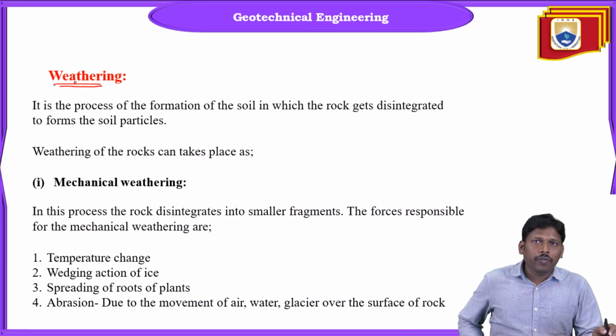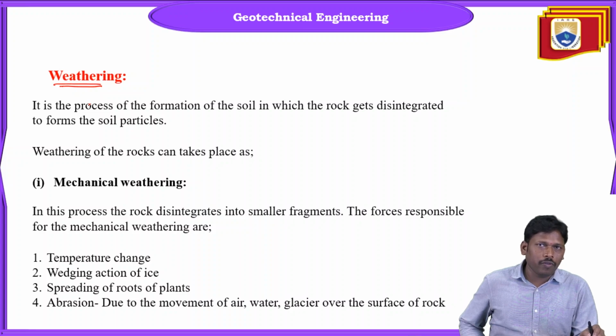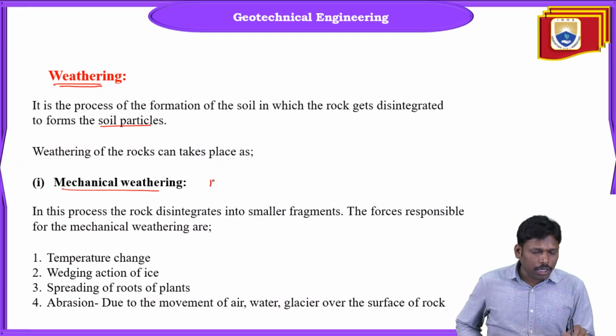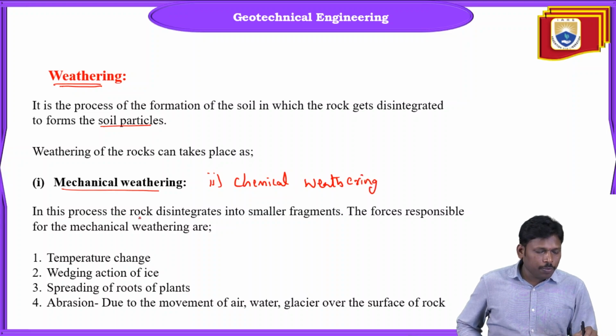If you go into detail on weathering, it is actually the process of the formation of soil in which the rock gets disintegrated to form soil particles. So finally, after weathering, the rock will disintegrate and form various soil particles. The weathering of rocks can take place as mechanical weathering, and the other one is chemical weathering.